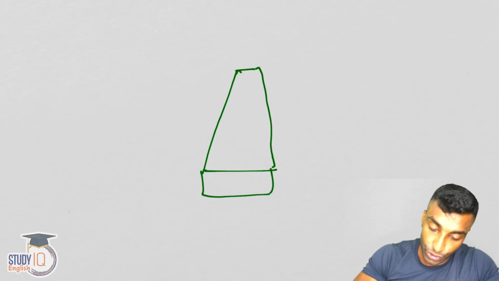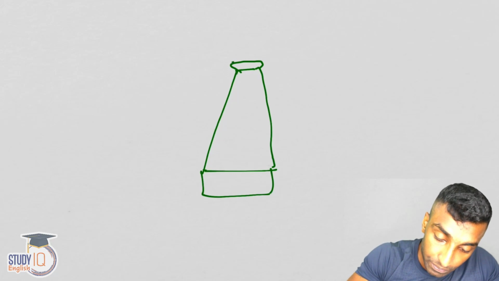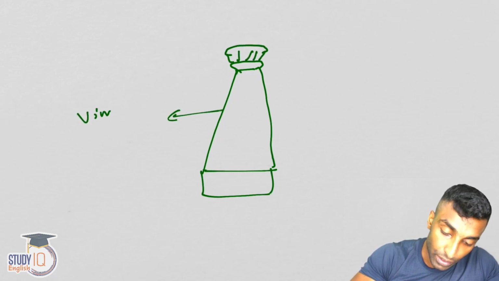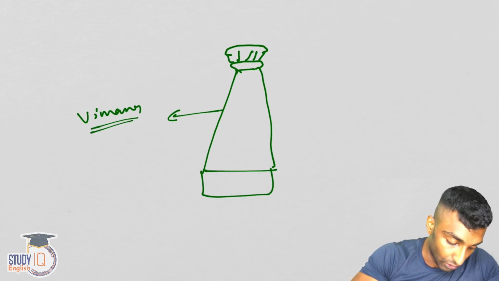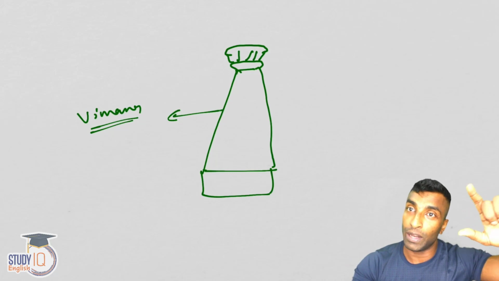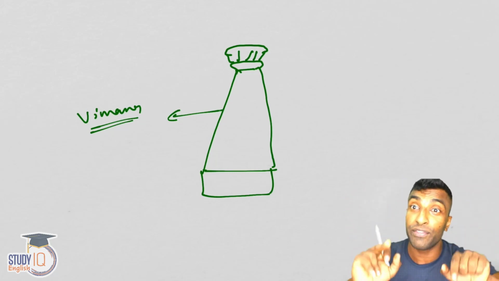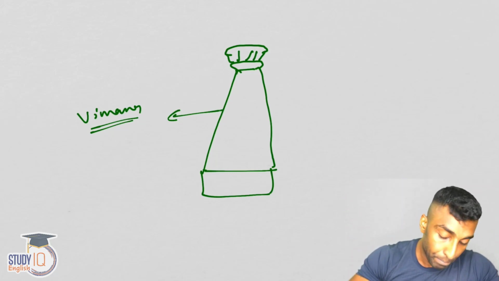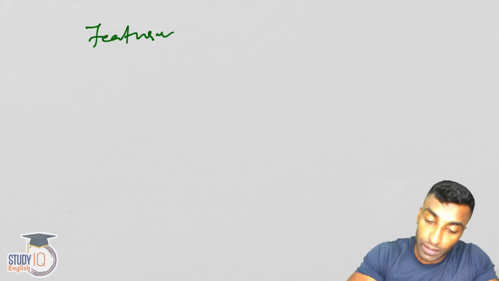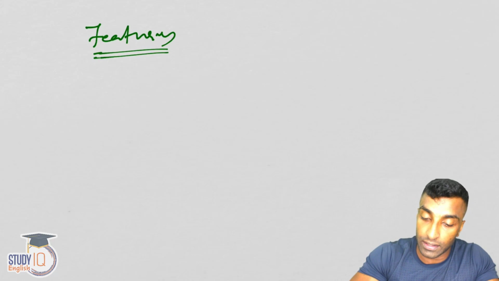Okay, so I'll be just showing you that, and then something like this. So this is your Vimana, and this has a pyramidal structure, and there you have Shikhara on the top, which is a curvy linear structure. This is a pyramidal structure. Now guys, what are the features? Let's look into the features of this Dravida style.